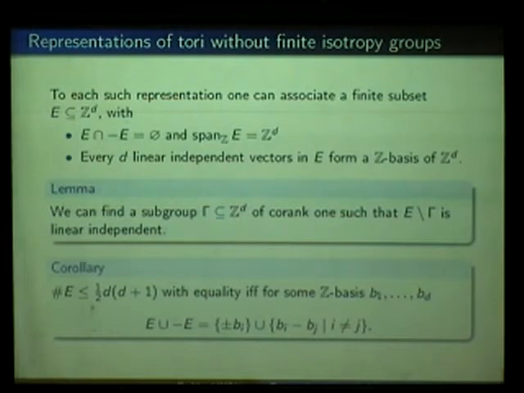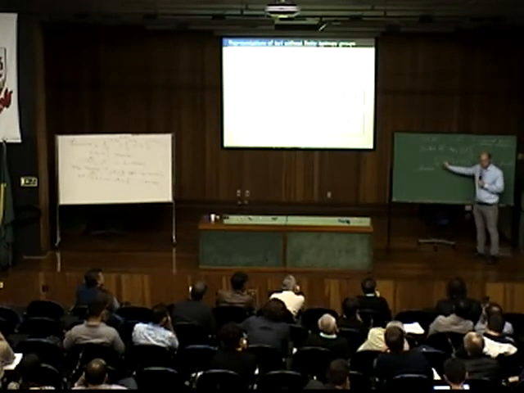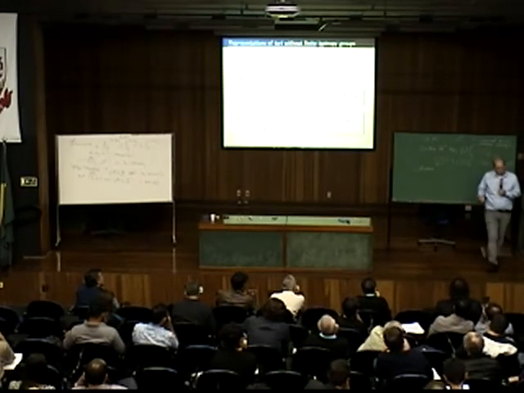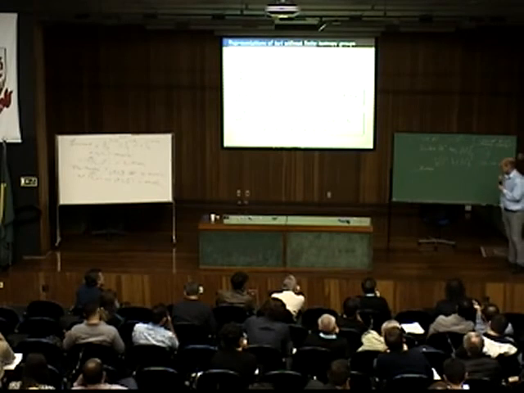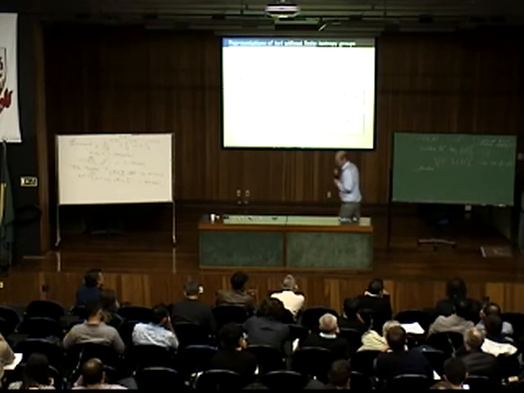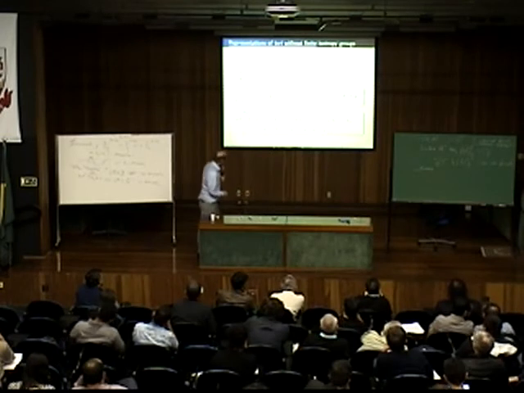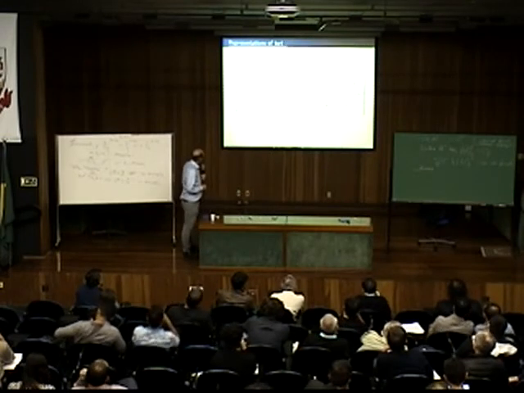So the moral of the story is, if you have such a representation, then of course the dimension could still be very big compared to the torus, but there must be lots of equivalent subrepresentations. So you actually see lots of equivalent subrepresentations. That's one of the corollaries. Okay.